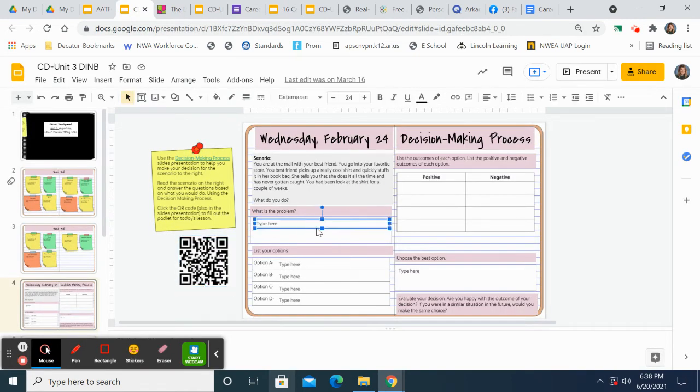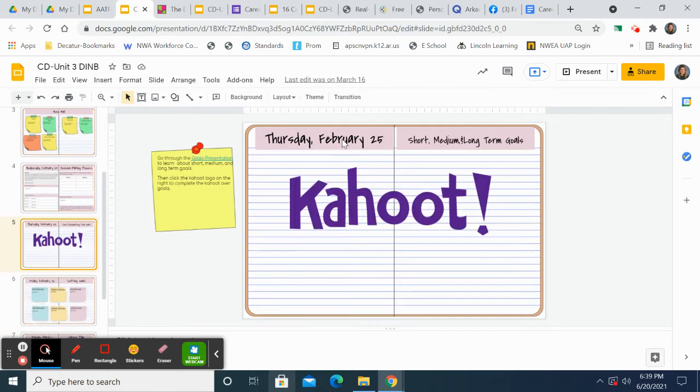So once we talked about the decision-making process, I gave my students a scenario, and then I had them tell me what the problem was, what their options were, positive and negative outcomes, and then they had to choose the best option. So they learned about the decision-making process, and then they actually put it into practice.